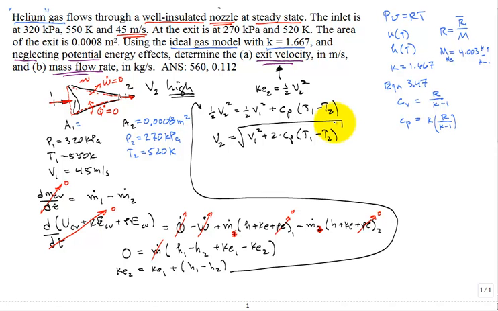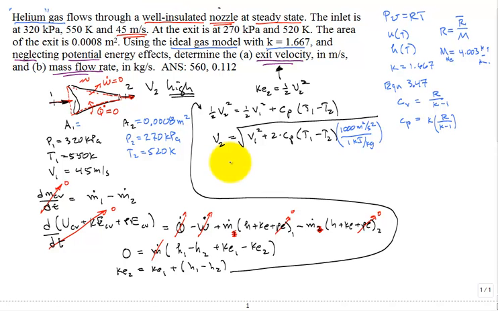Now, the only thing you have to be careful of are units. I'm going to put a little extra room in here underneath the square root, and I'm going to remind you that 1,000 meters squared per second squared is precisely 1 kilojoule per kilogram as a unit conversion factor. So you look at the units on c sub p, and you find that you need that unit conversion.